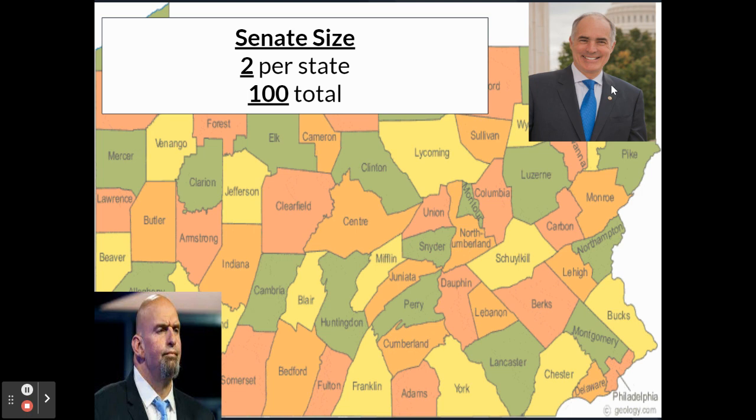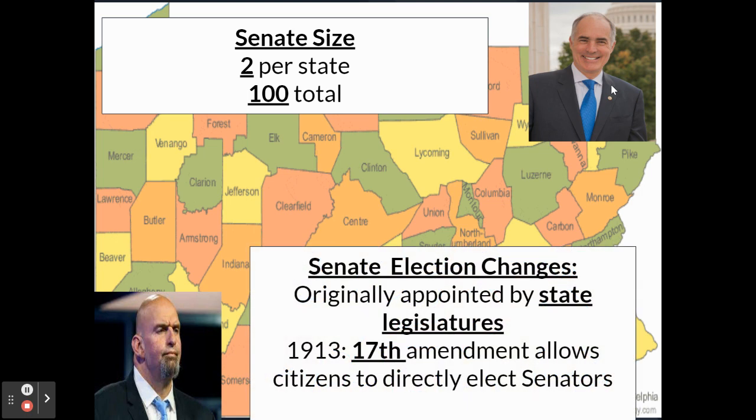You see a map of Pennsylvania in the background, our two current senators, Senator John Fetterman in the bottom left, and Bob Casey in the upper right. So, the way Senate elections work is they're statewide, but they haven't always actually been elected.